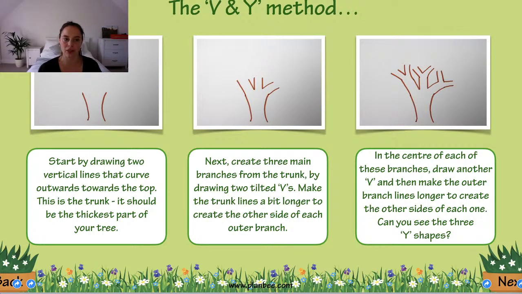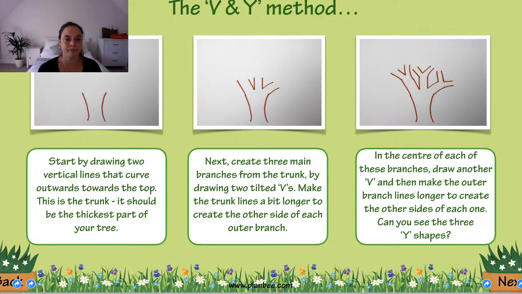Next, create three main branches from the trunk. And like we saw in the picture before, the next thickest branches are the ones that come off the trunk of the tree. So by drawing two tilted V's, like this, make the trunk lines a bit longer to create the other side of each outer branch. So if you see there's this curve here, extended curve, and then two V's, or you could do them one at a time.